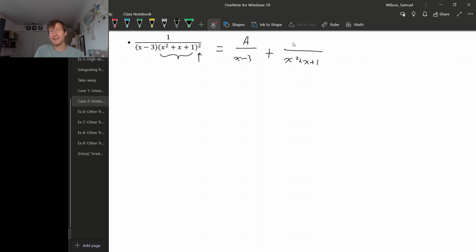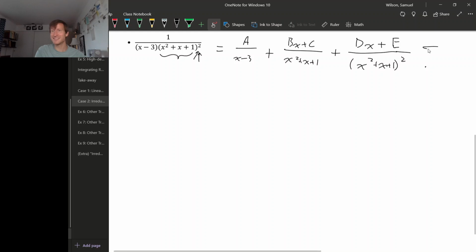And the numerator is some first-degree polynomial, so bx plus c. Plus, since it's squared, we need a term that has (x squared plus x plus 1) squared in it. And again, a degree 1 numerator, so dx plus e, I guess. Okay, so 5 constants. This is going to be unpleasant. But in principle, it works exactly the same way.